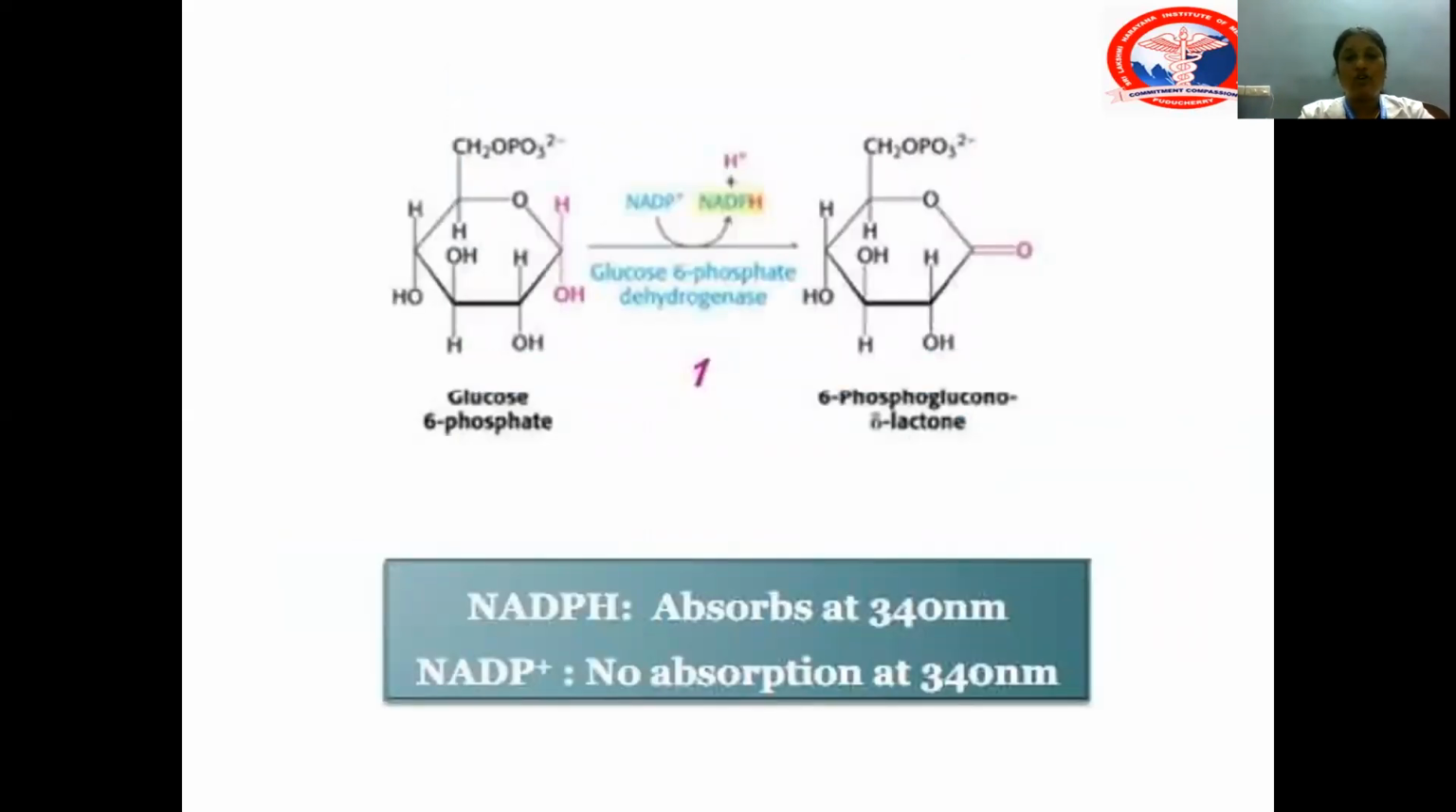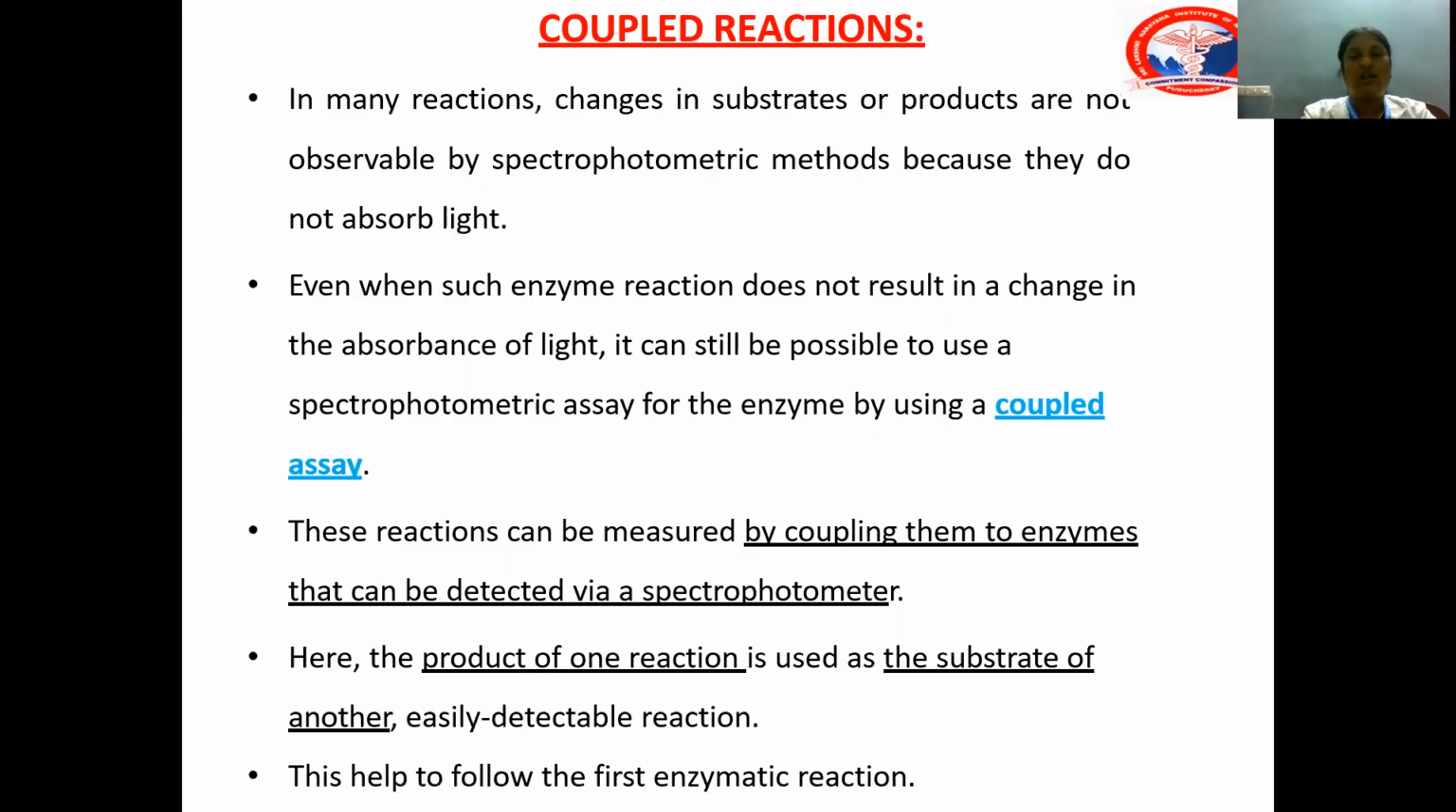Again here, glucose 6-phosphate is oxidized and converted into 6-phosphogluconolactone, during which the coenzyme NADP+ is reduced to NADPH. Again, NADPH, the reduced form, will absorb light at 340 nanometers, but not NADP+. Hence there will be an increase in absorption as the reaction proceeds, which measures the activity of glucose 6-phosphate dehydrogenase. Next, we will come to coupled reactions.